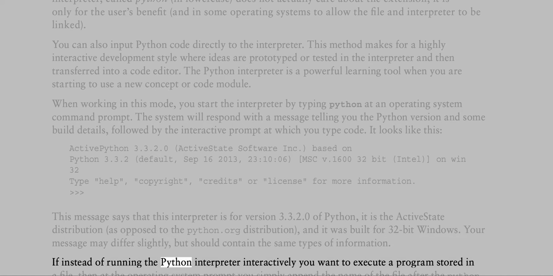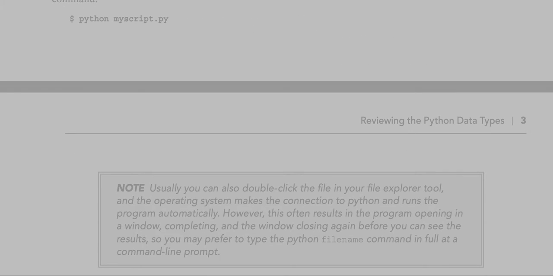If instead of running the Python interpreter interactively you want to execute a program stored in a file, then at the operating system prompt you simply append the name of the file after the python command: $ python myscript.py.